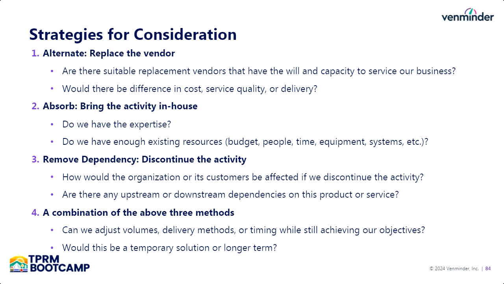We might want to discontinue the activity or remove that dependency. So how would that affect our organization or our customers if we discontinue the activity? Are there any upstream or downstream dependencies on that product or service? And the last strategy might be to do a combination of the above three methods. Could we adjust volumes, delivery methods, or timing? And would that be a temporary solution or a longer-term one?